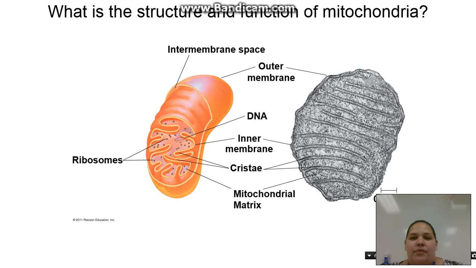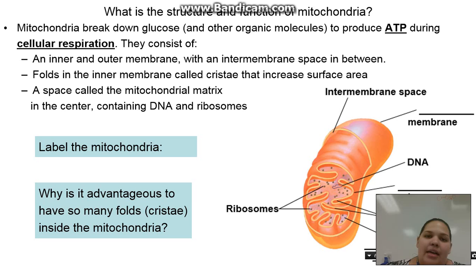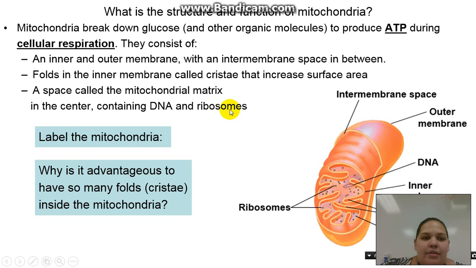Let's talk about the structure and function of the mitochondria. Mitochondria break down glucose and other organic molecules to produce ATP during cellular respiration. They have an inner and an outer membrane with an intermembrane space between them. The folds in the inner membrane are called cristae, and they increase the surface area. There's a space where we have ribosomes and DNA, and it's circular, just like the bacteria.